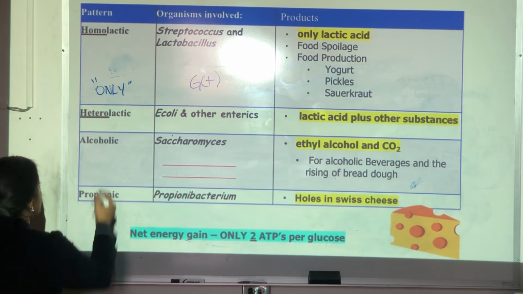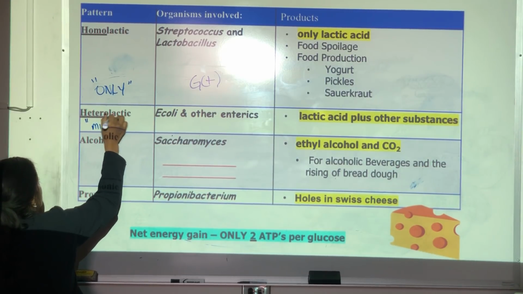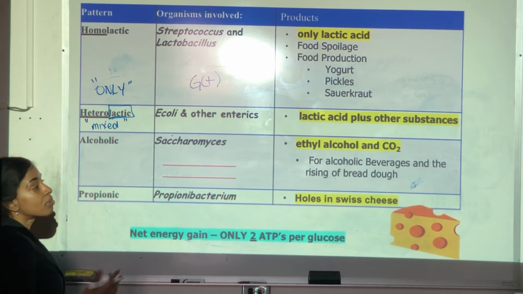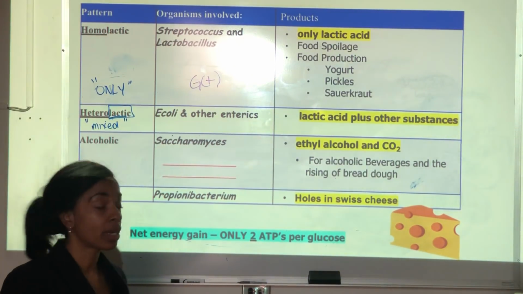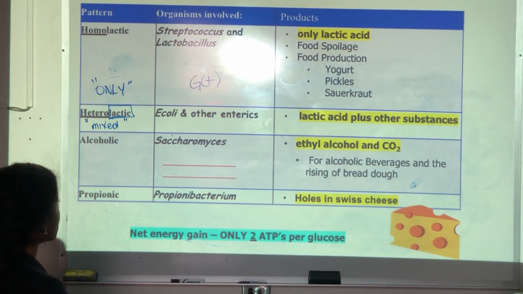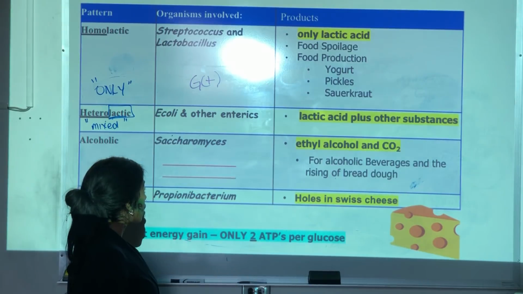Heterolactic, hetero means mixed. So in this case, these organisms are still making lactic acid, but they're making other things, mixed. So two different or multiple, it doesn't have to be only two, it could be other things. So lactic acid plus other substances. Your E. coli and other enterics will be examples.